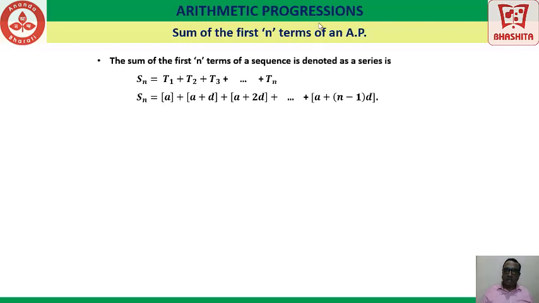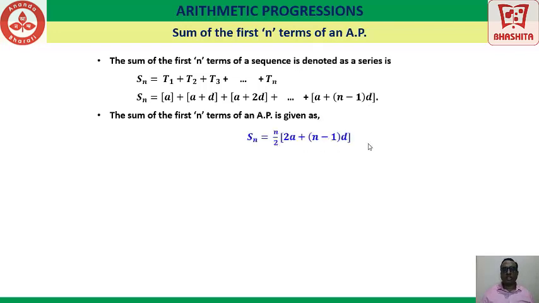Specifically, we are looking at arithmetic progression. We all know that for an arithmetic progression, first term is a, second term is a plus 1 common difference, third term is a plus 2 common differences, nth term is a plus n minus 1 common differences. This sum is given by a formula which is n by 2 into 2a plus n minus 1 into d. Very important formula. The sum to n terms of an arithmetic progression is given by n by 2 into 2a plus n minus 1 into d.